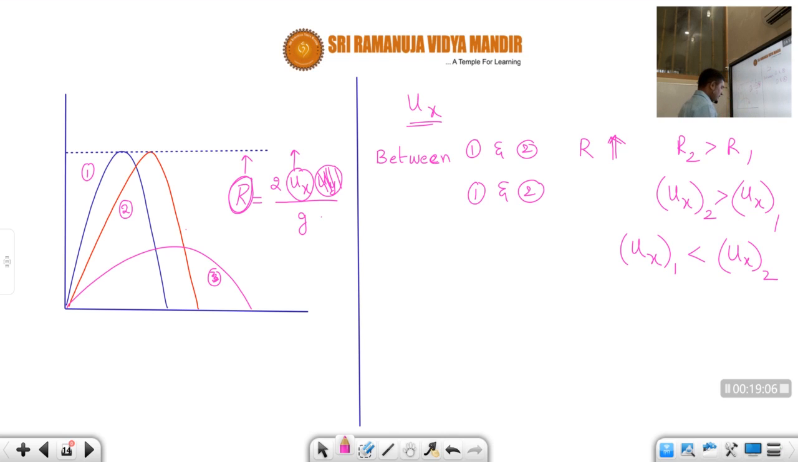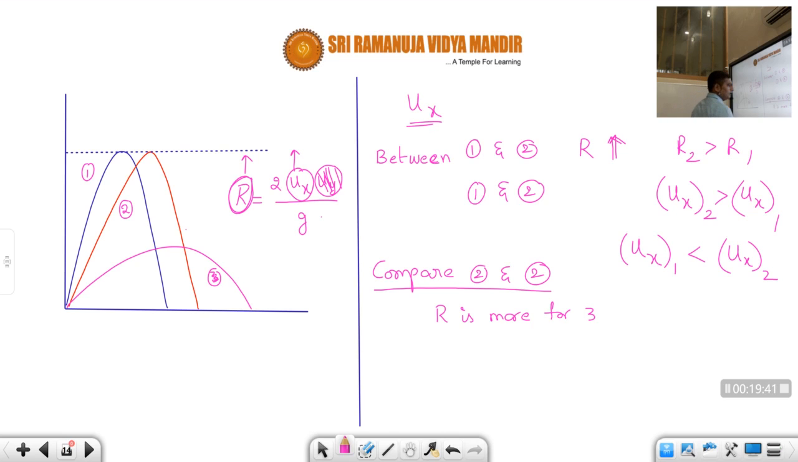Okay, now the third one, this is very difficult, students. Now let us compare 2 and 3. 1 and 2 we have compared. Now comparing 2 and 3, range is more for which one, students? 3 only. From the diagram, range is more for 3. Correct or not?